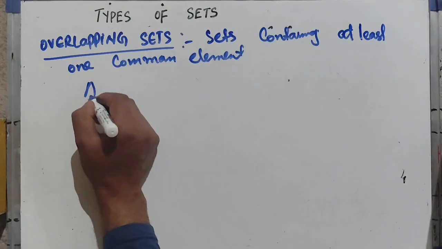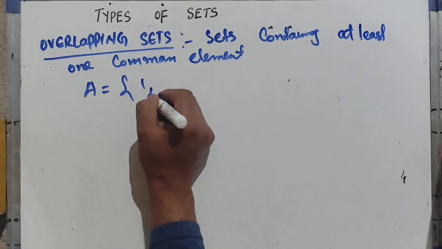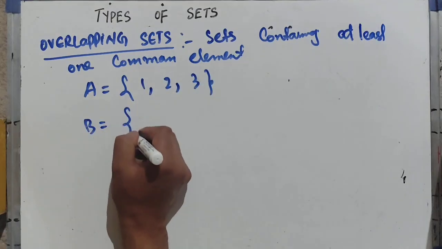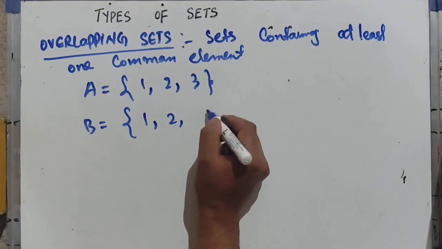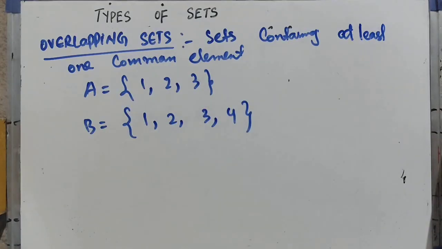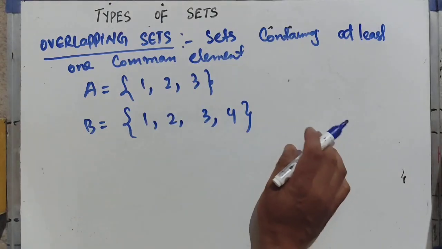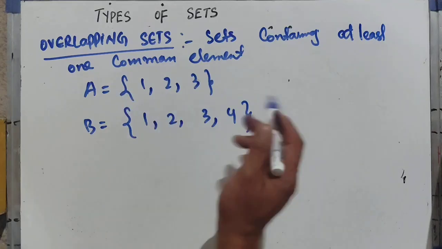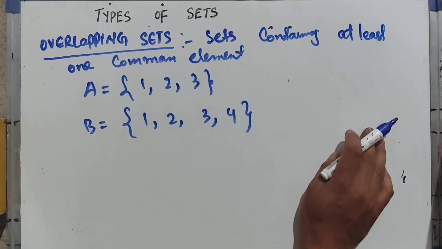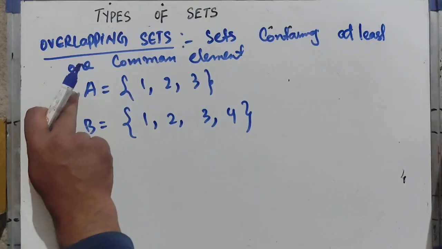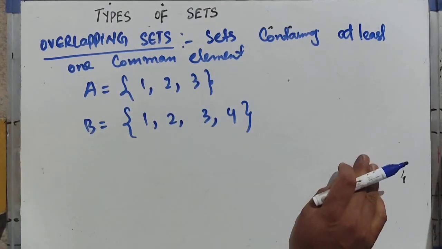So if I have set A, let us say 1, 2, 3, and I have set B where I have 1, 2, 3, 4. If two sets have at least one common element, here we have three common elements. It doesn't matter, at least one common element should be there, then we say the sets are overlapping sets. Here I can say A and B are overlapping sets.